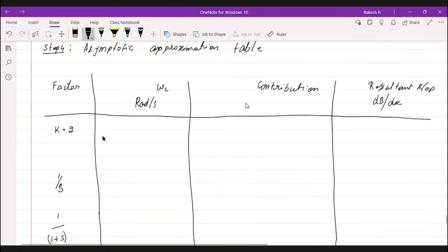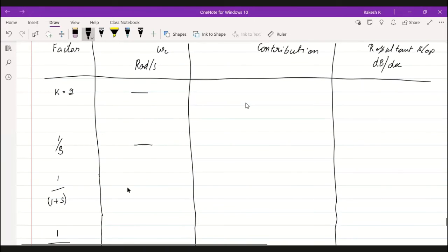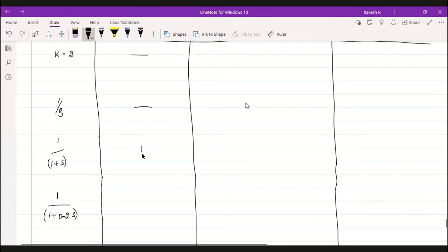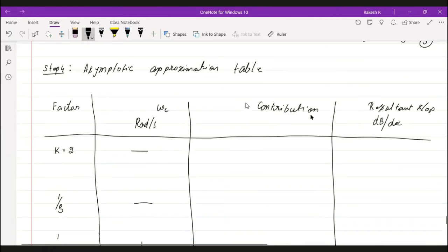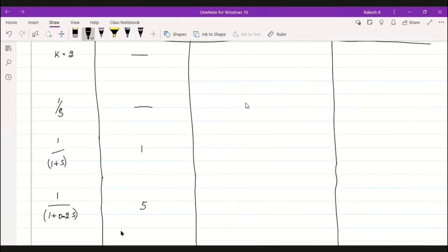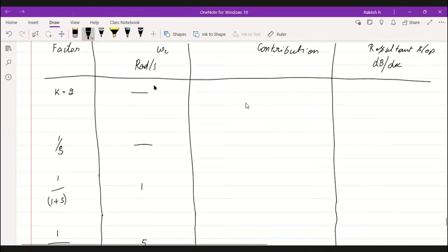Right? Now, for k equals 2, we will not have any corner frequency here. Similarly, for 1 divided by s, we will not have any corner frequency here. Now for this one, we have the corner frequency. What is the corner frequency? We have 1 divided by 1 plus s, with corner frequency 1. Write that here. Similarly, for 1 divided by 1 plus 0.2s, we have the corner frequency as 5. Write that here. So I have done the corner frequencies.